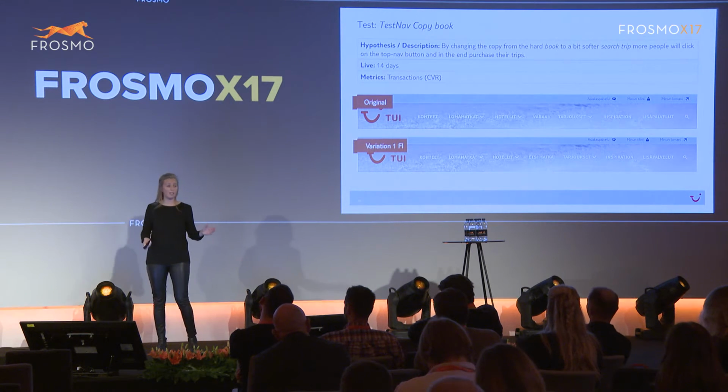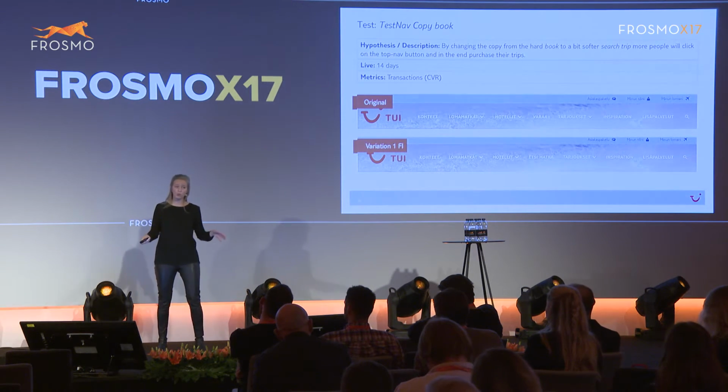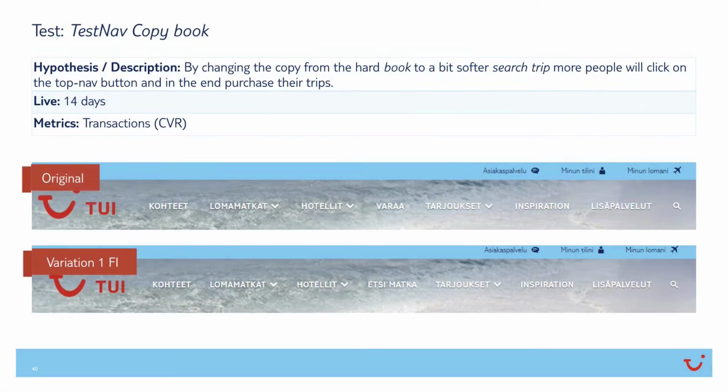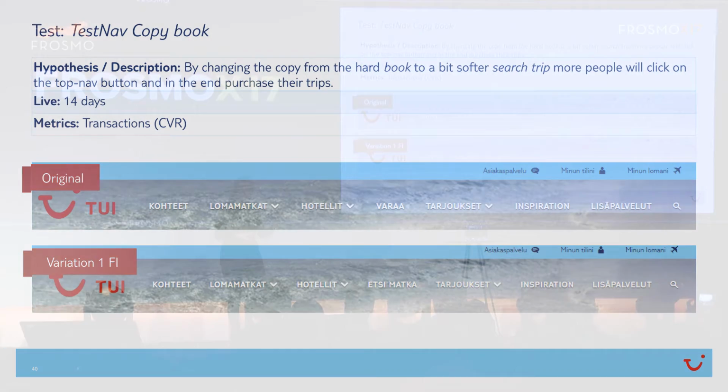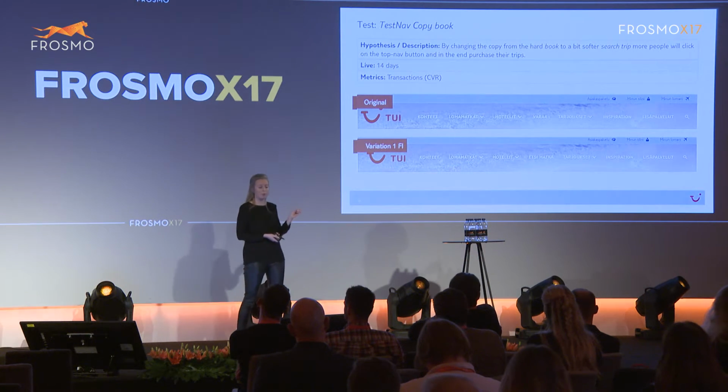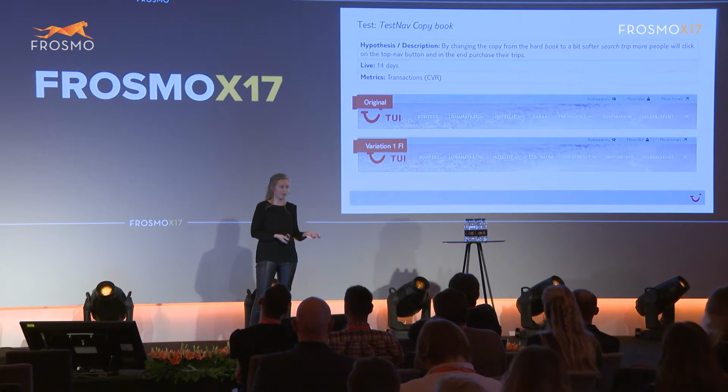You need to tell all these people that your tests are going live. And how do we do that at TUI? Well, this is one slide of a template that we do every time we do an A/B test. So we specify very clearly the hypothesis that I told you: by changing the copy from the hard book to the softer search trip, more people will click on the top navigation and purchase their trips in the end.